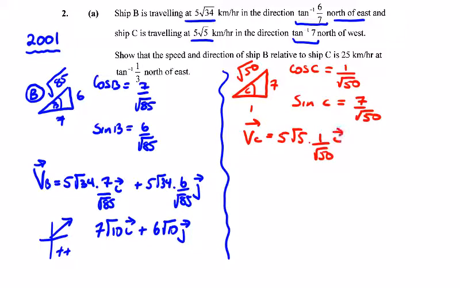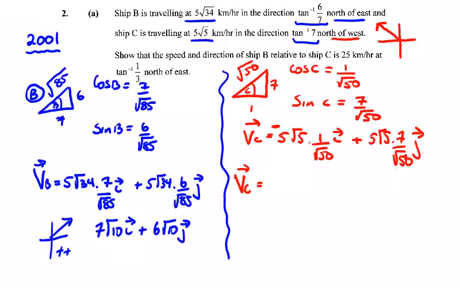Actually, let's see, is this positive positive, or where are we going? We're going north of west here, so actually we're in a negative positive direction here, so this is negative positive, and that's going to be 5 root 5 by 7 over root 50 in the j direction, and the velocity of C tidies up to this. This is going to be minus root 10 over 2, my calculator is giving me, and then plus 3.5 root 10, or 7 root 10 over 2 in the j direction, and put in your i direction.